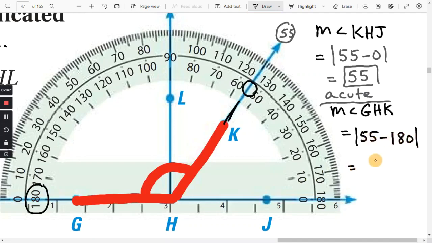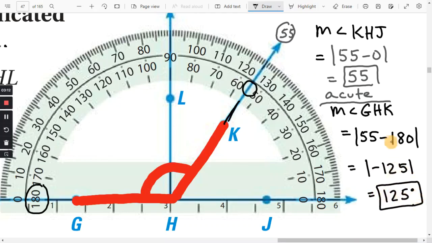Okay, 55 minus 180, that's the same as 180 minus 55, but it's negative. So 180 minus 55 is 125. That's going to be negative 125. But of course, if you take the absolute value, that's just positive 125 degrees.